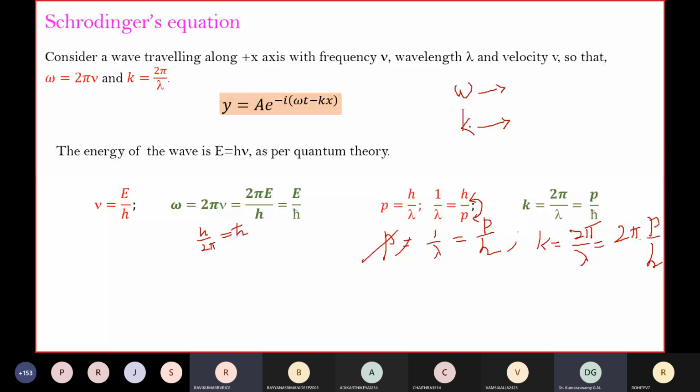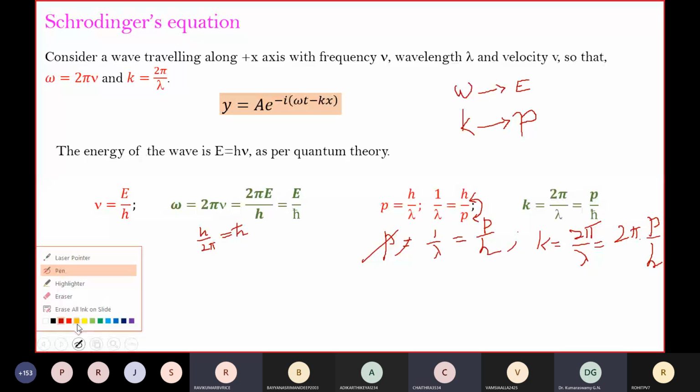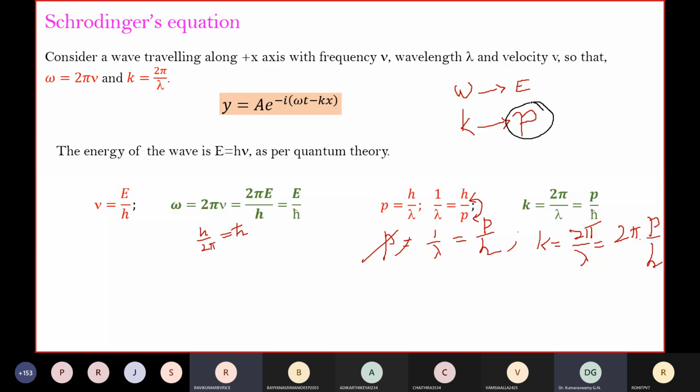So omega, a pure characteristic of a wave, and k, also a pure characteristic of a wave, have been expressed in terms of E. Of course, E characterizes wave as well as particle. That is not an issue. But this k, propagation constant, is connected to p. What is this p? P is momentum. P is characteristic of what? Particle nature. Very good. P is a characteristic of a moving particle.